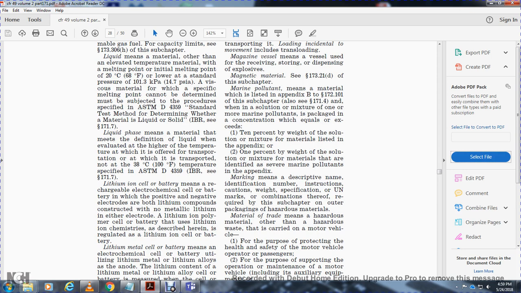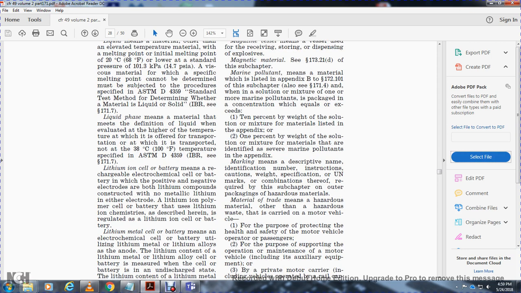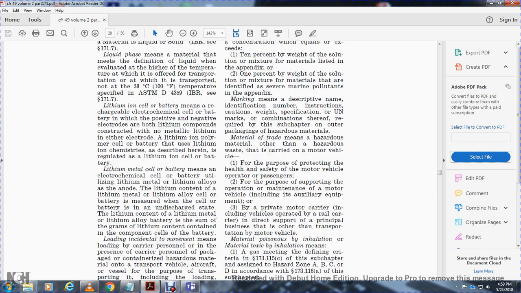The specification UN marks, or a combination thereof, are required by the subchapter on outer packaging. Materials of trade means hazardous material, other than hazardous waste, that is carried on a motor vehicle for the purpose of protecting the health and safety of the motor vehicle operator or passengers, for the purpose of supporting the operation or maintenance of the motor vehicle, including auxiliary equipment, and for a private motor carrier, including vehicles operated with the rail car, they carry in direct support of the principal business, other than transportation of the motor vehicle.